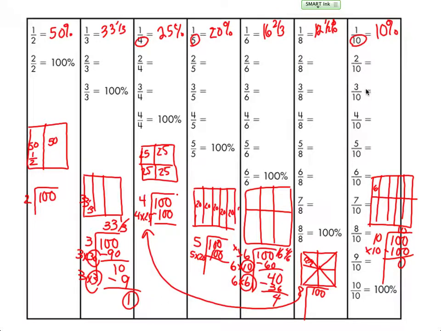So those are the fractions at the top, and if you know those 1, 2, 3, 4, 5, 6, 7, you can find the rest on the chart. Okay?